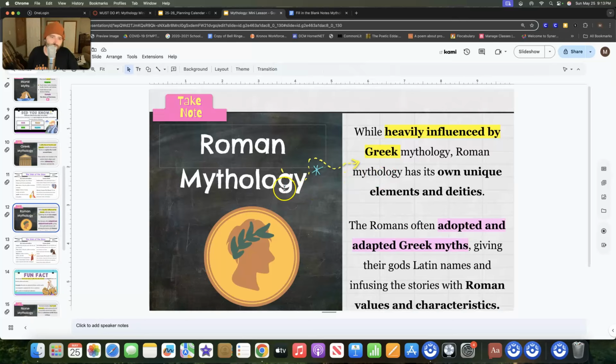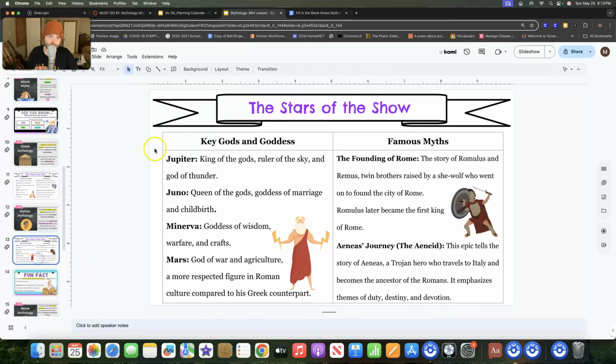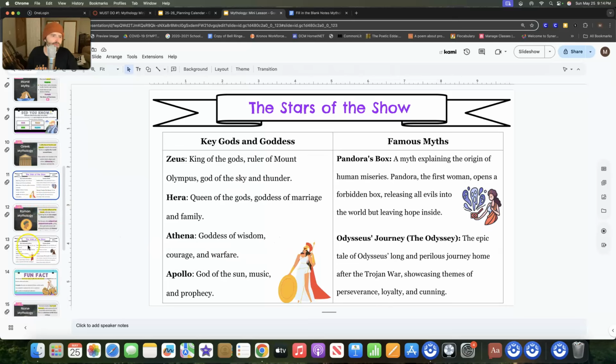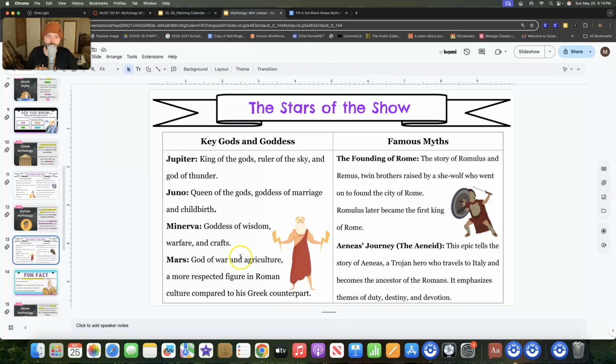Roman mythology is very similar to Greek mythology. While heavily influenced by Greek mythology, Roman mythology, because the Romans kind of came after, has its own unique elements and deities. The Romans often adopted and adapted Greek myths, giving their gods Latin names and infusing their stories with Roman values and characteristics. So, for example, instead of Zeus, we have Jupiter. Instead of Hera, we have Juno. Instead of Ares, we have Mars, so on and so forth. Is it Ares? Yeah, Ares isn't up here. God of War.